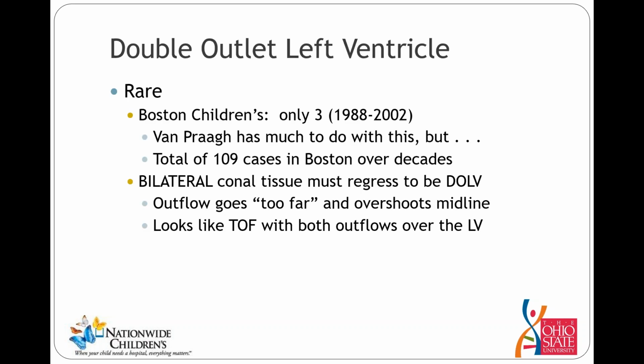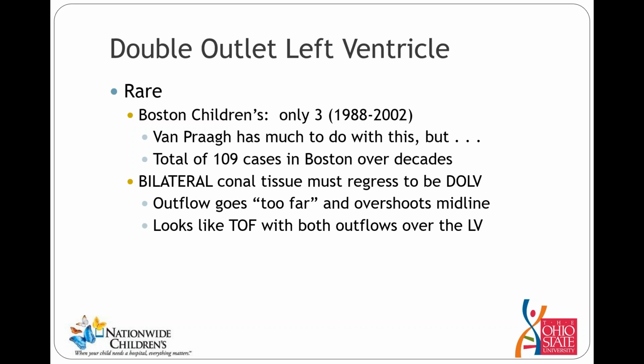If somebody comes to you with a history and they're described as double outlet left ventricle, you have to kind of question that. There are only 3 described in the Boston Children's sample for decades. However, the Van Praaghs were at Boston Children's, and so it has very much to do with this very strict definition. They've reported a total of 102 cases in Boston over decades and decades.